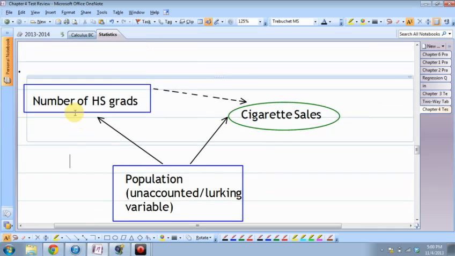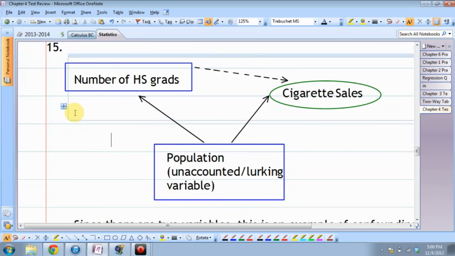So actually, for that question about the number of high school graduates and cigarette sales, it's crazy. You can pick any two variables, and if they're both related to population growth, there's your common response relationship. Most things would be affected by something like that.